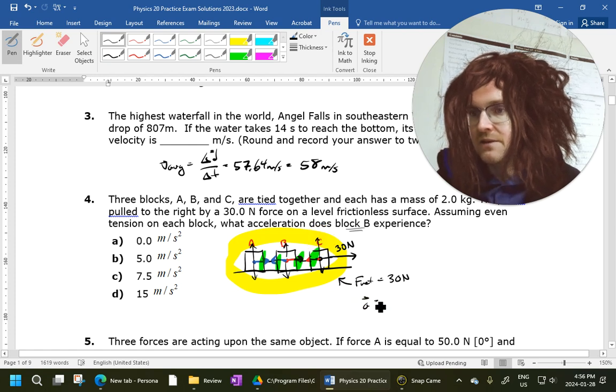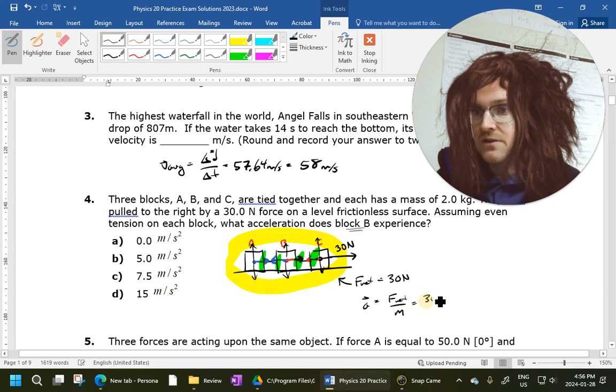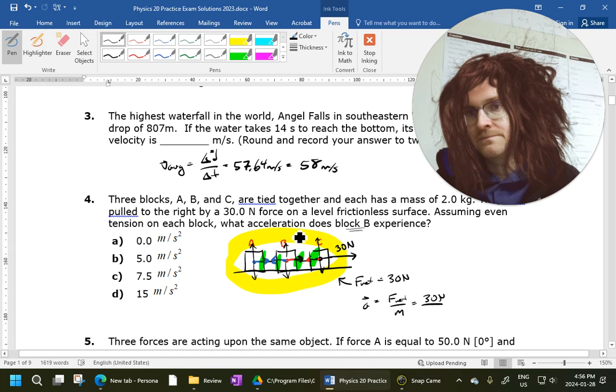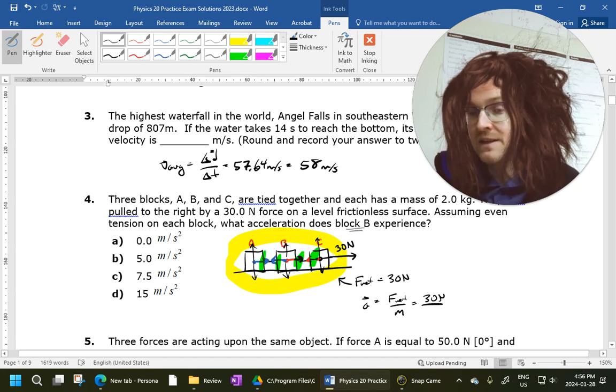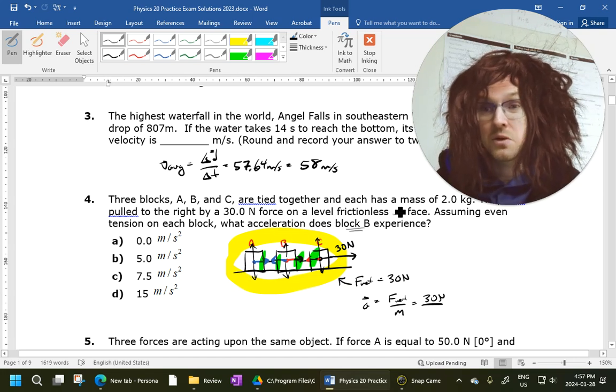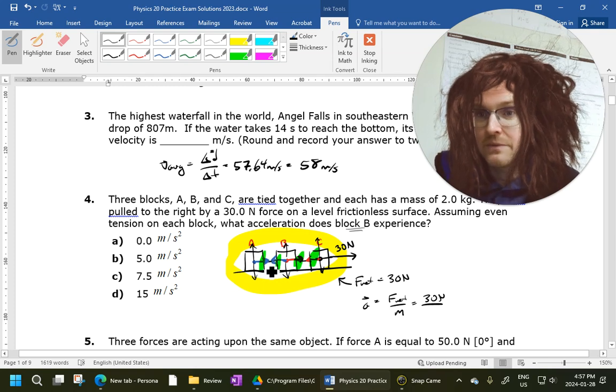Got to find the acceleration though. So that's going to be F net divided by my mass. So I got 30 newtons divided by my total mass because I put the circle around everything. If I put the circle around everything, I got to include all those masses as well, because the only way to get these other forces to cancel out is if I include them.